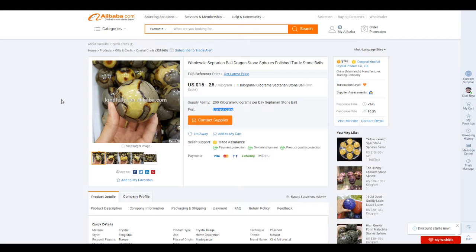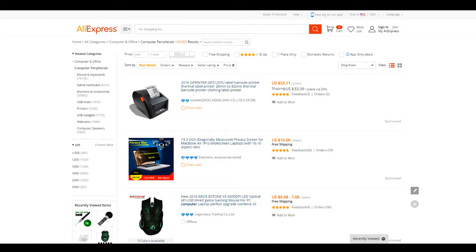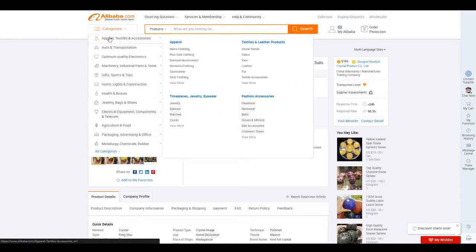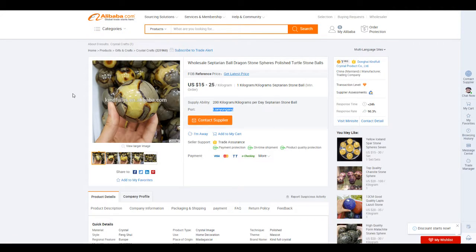Now, the thing about using Alibaba as compared to AliExpress, which we're going to be talking about here in just a second, is that with Alibaba, you buy things in bulk, okay? You're buying these large quantities from the manufacturers, and they send those to you, and then you send those out to your customers, okay? So that's one way to do it. It's not the only way to do it.